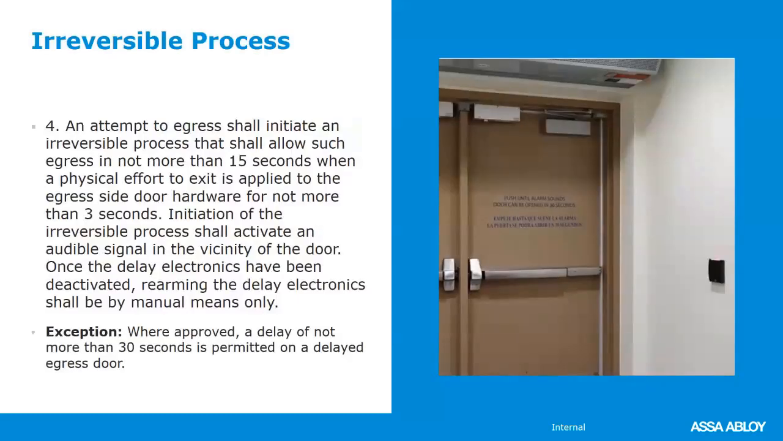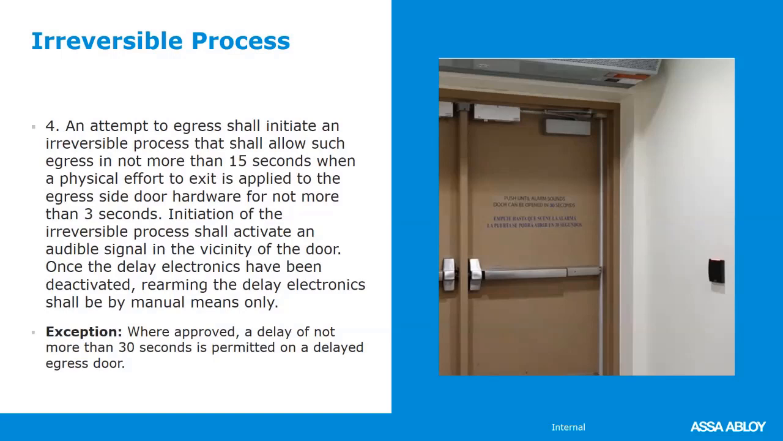Number 4, an attempt to egress shall initiate an irreversible process that shall allow such egress in not more than 15 seconds when a physical effort to exit is applied to the egress side of the door hardware for not more than 3 seconds. That's the nuisance delay. If you're in a nursing home and a 5-year-old is visiting their grandma or grandpa and they can't read the sign and they start pushing on the door, mom can still grab them and pull them away without setting off the alarm as long as they do that within that nuisance delay.